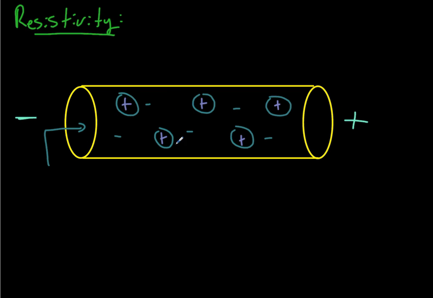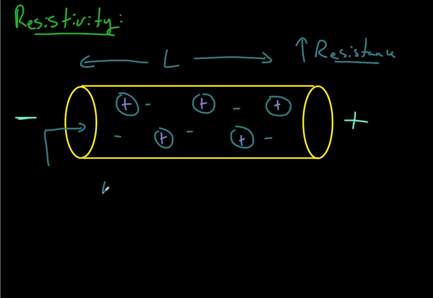So now, how do we talk about this? Well, it turns out, and this should make sense, the longer a piece of wire is that current has to travel through, the higher the resistance will be. That's point number one. Longer wire makes higher resistance. Seems logical, right? The lower the cross-sectional area, the higher the resistance.